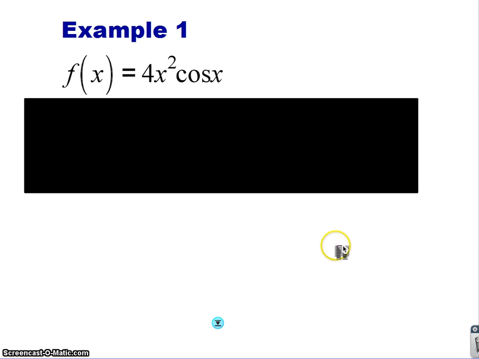Here's our first example. If you notice, it is a product of two functions, 4x squared and cosine x, and what we're going to do is find the derivative. We are not able to just take the derivative of each individual function and be done. We have to actually do some work called the product rule. For the first two examples, I'm going to let you inspect the solution and see if you can figure out how we're coming up with the rule for the product rule.